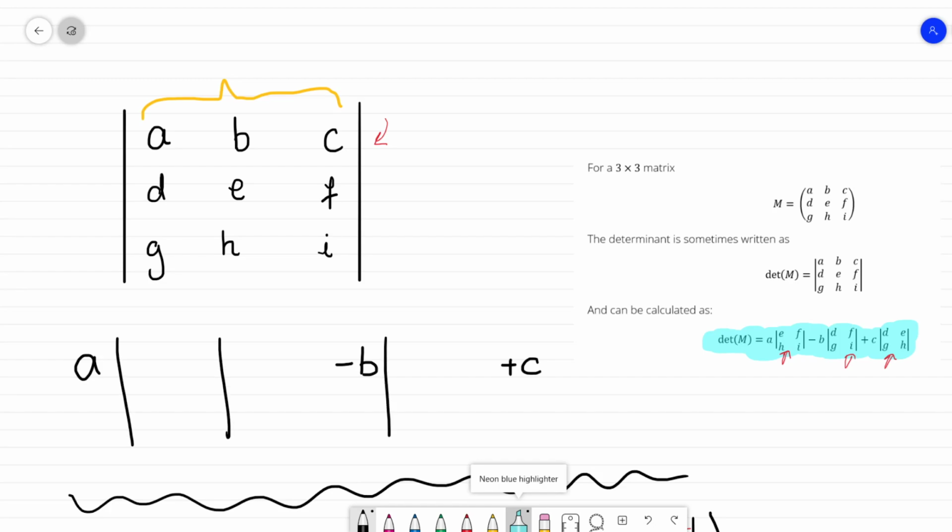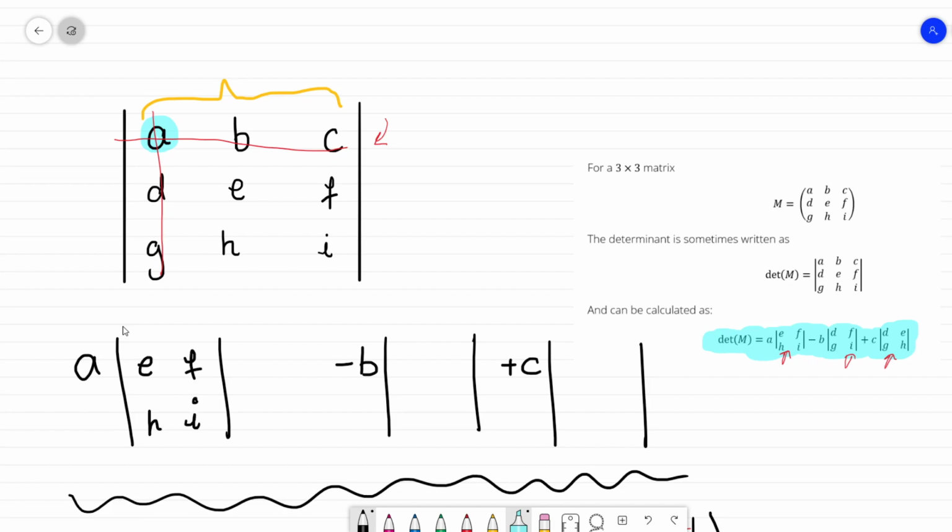And the 2x2 matrices that we get in between are the 2x2s that we get when we ignore the terms in the same row or column. So for example, for A, if we cross out the row with A in and the column with A in, we get this matrix here, E, F, H, I. So we just jot that in, E, F, H, I.